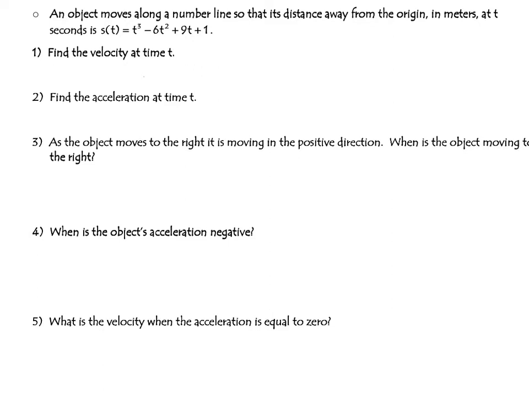Remember that the velocity is equal to the derivative of the position. So our velocity is the derivative of this. We get 3t squared minus 12t plus 9.